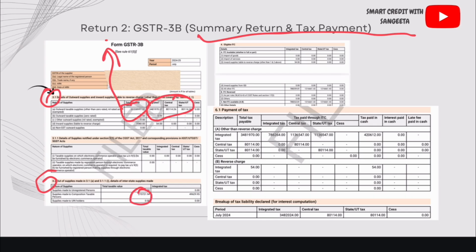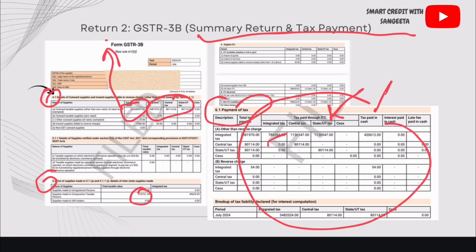Okay, now table number 6, what is this? Section number 6 is payment of taxes. Now did they actually pay the tax? You can verify it from here. Whether this was cash payment versus ITC utilization, this can all be checked here. Now these are the ITC tax paid and this is the tax paid in cash, right? Now here's a quick formula.